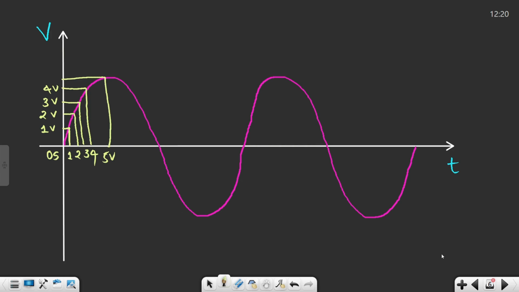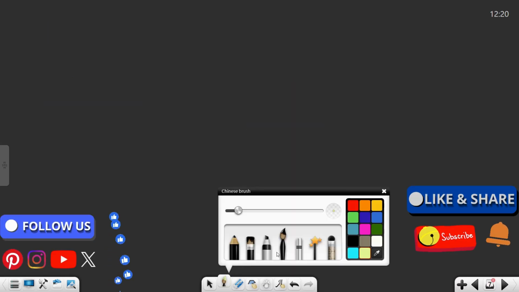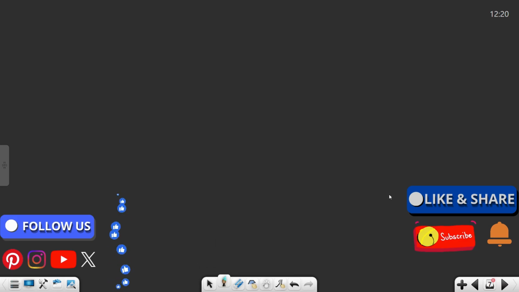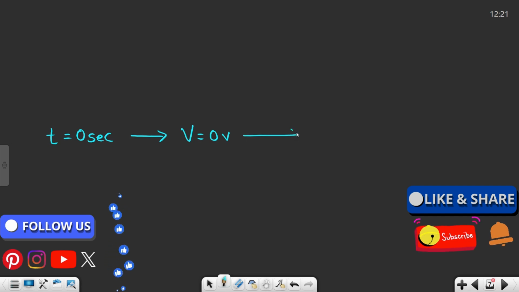Now let me come over here and draw that once again, so that it will be clearly visible what modifications are needed in this particular circuit. Let's say at t equals 0 seconds, we have voltage as 0 volts. So what will be the current? Since my voltage is 0, the current will be 0 ampere.